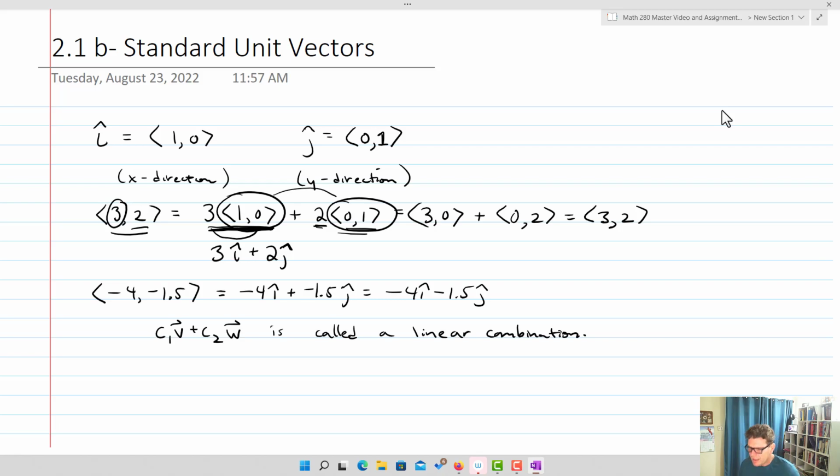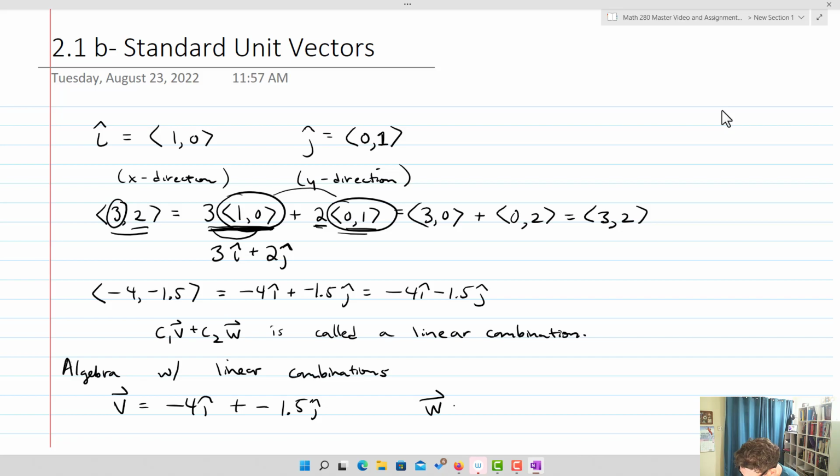Now, what's great about these standard unit vectors is it can be really, really easy to do addition or scalar multiplication using them. So for example, we'll do some algebra with linear combinations. Let's take negative 4i plus negative 1.5j, and that's our vector v. And we'll have our vector w, and w will be the one that we had before, 3i plus 2j.